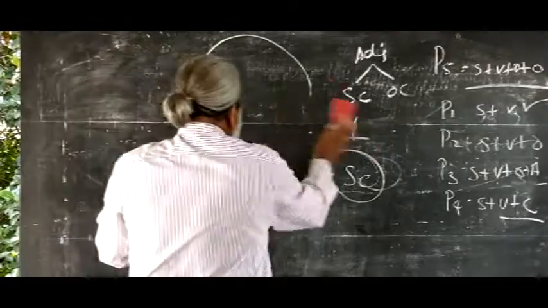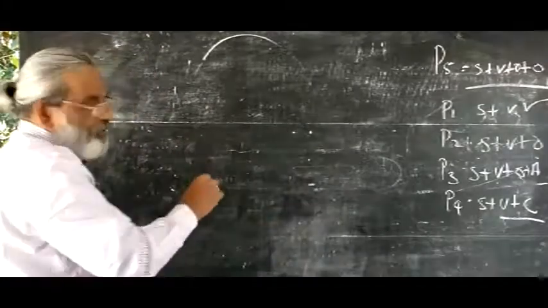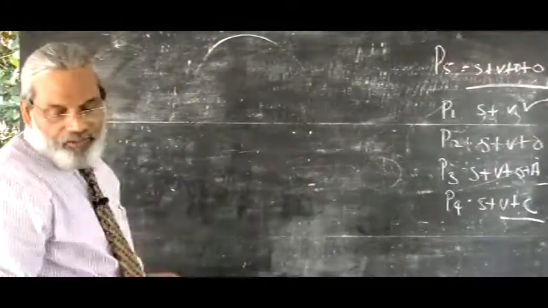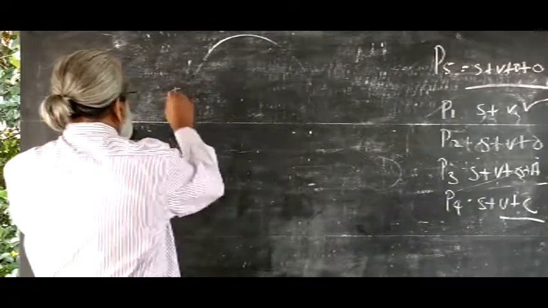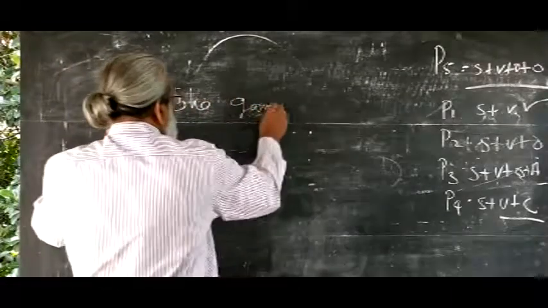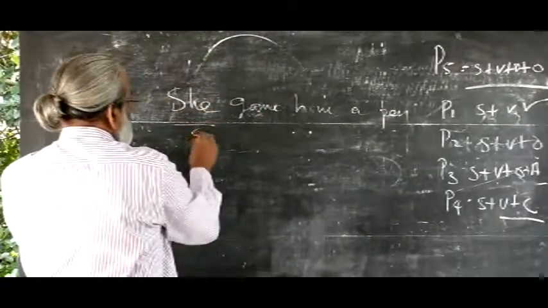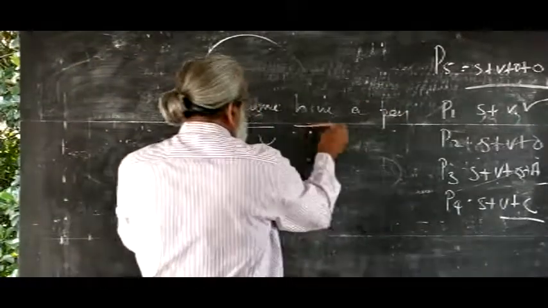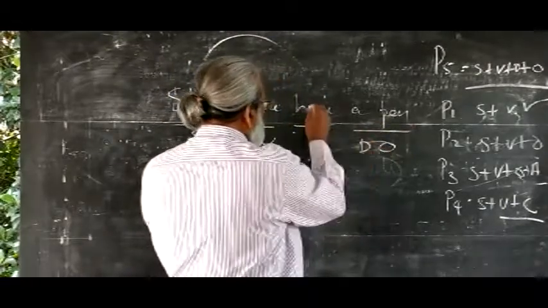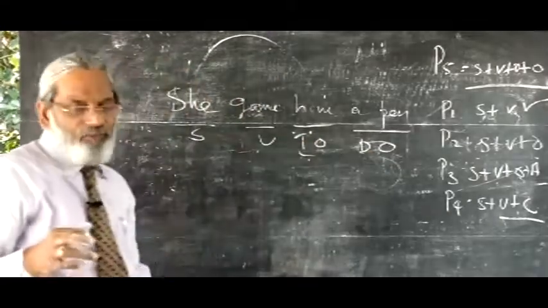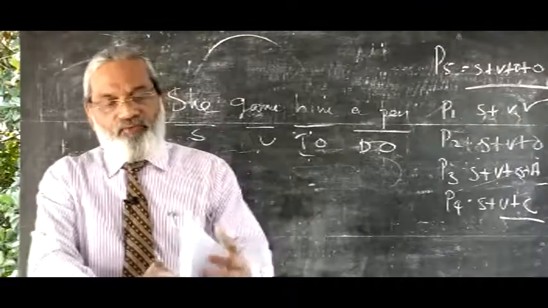So we will write one example to identify pattern number 5. She sings a song. Or very simple, she gave him a pen. Look here. She is the subject, gave is a verb, him is an object, a pen is an object. A pen is the direct object. Then him is the indirect object. Indirect object is called a dative case. So that is pattern number 5.